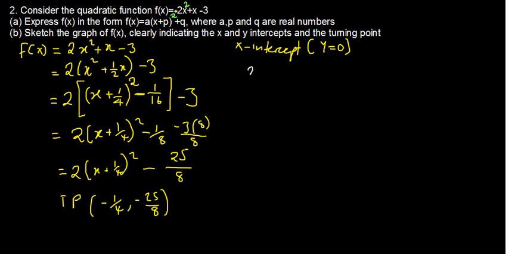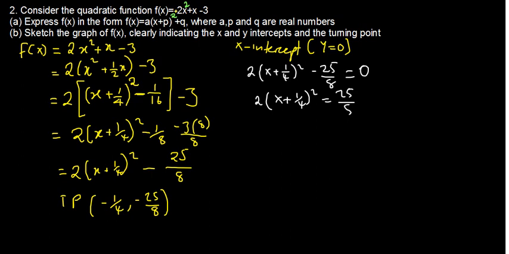So I'm going to say 2, open brackets, x plus 1 over 4 squared minus 25 divided by 8 is equal to 0. I equate it to 0. And then I'll take the 25 over 8 the other side. So that is going to be 2 times x plus 1 over 4 squared being equal to 25 divided by 8. I don't want this 2 in front, so I'm going to divide both sides by 2. So I'm going to remain with x plus 1 over 4 squared, and that is going to be equal to 25 over 16. Dividing by 2 is the same as multiplying by 1 over 2.